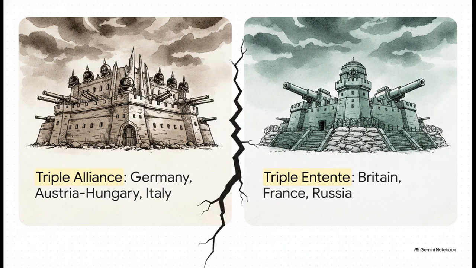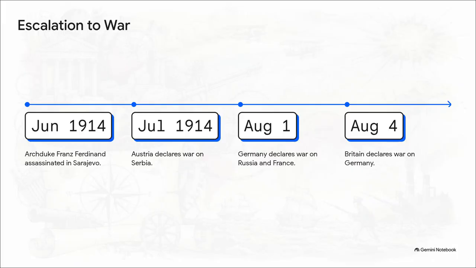On one side, we've got the Triple Alliance, Germany, Austria-Hungary, and Italy, which originally stemmed from Bismarck's earlier efforts to isolate France. And on the flip side, as a direct countermeasure, you have the Triple Entente, Britain, France, and Russia. So instead of a fluid, cooperating international community, Europe transformed into this massive, terrifying standoff between 2 heavily armed alliances. And this perfectly illustrates the domino effect in action.